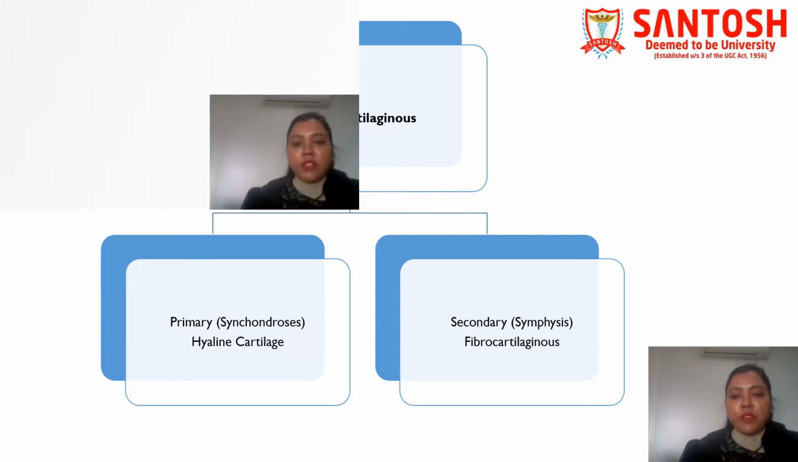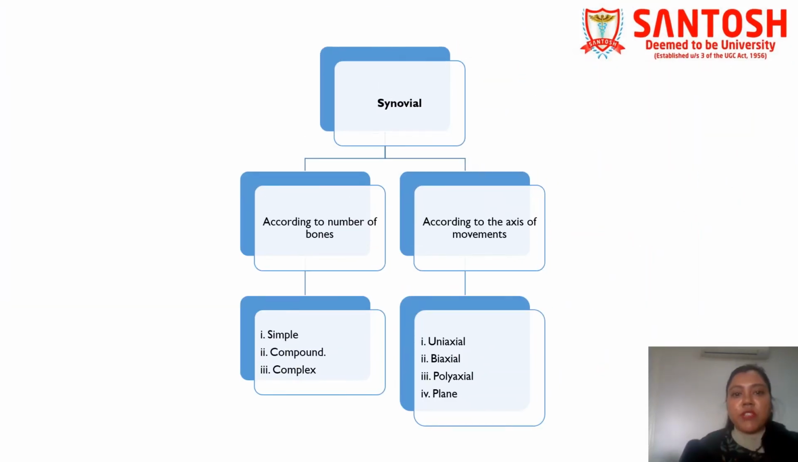So depending upon the tissue present between the two bones, we can classify them as fibrous, cartilaginous and synovial type. Synovial joints, according to the number of bones, can be simple, compound or complex. According to the axis of movements, they can be uniaxial, biaxial, polyaxial and the plane synovial joint.